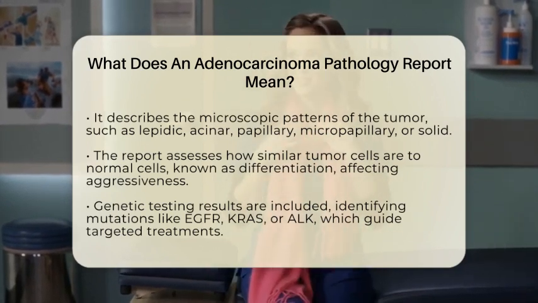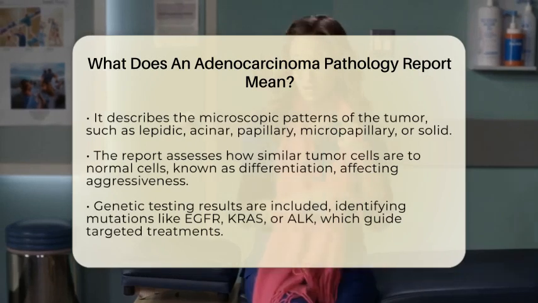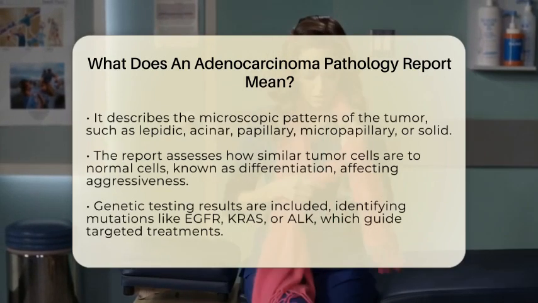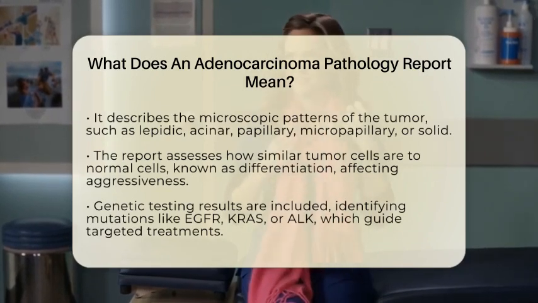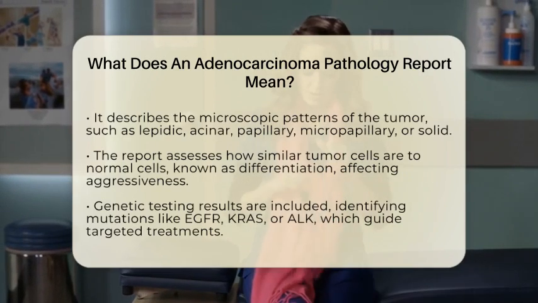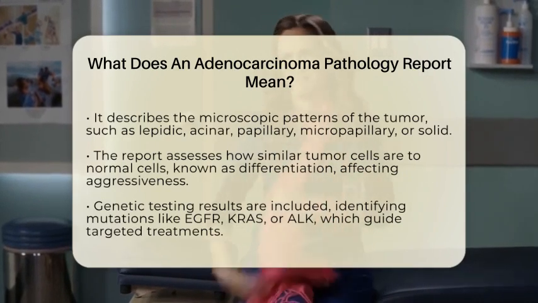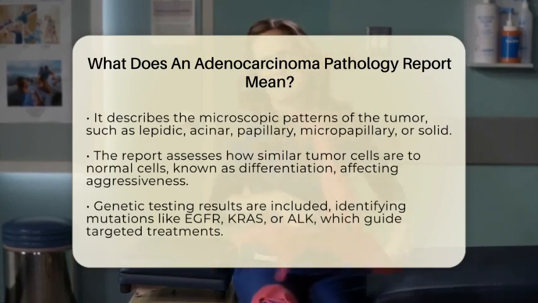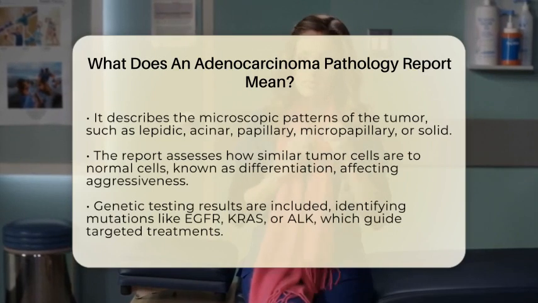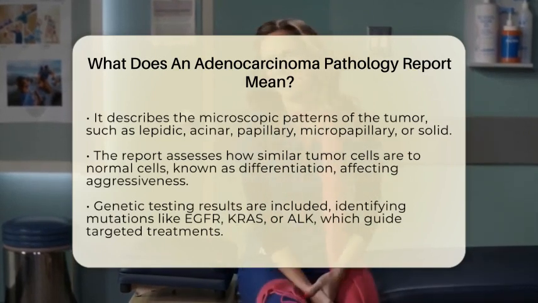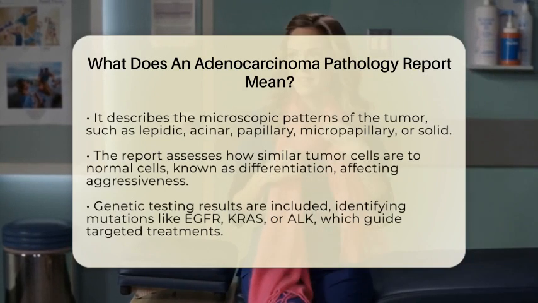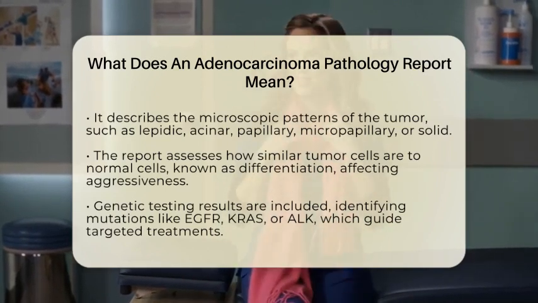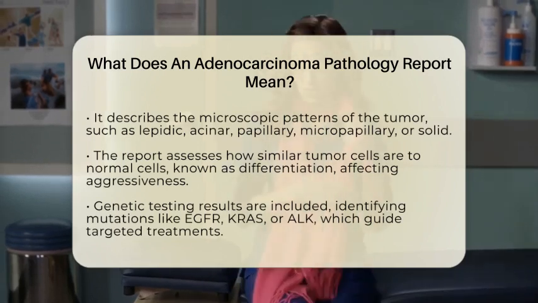Next, the report describes the microscopic patterns of the tumor. These patterns include lipidic, acinar, papillary, micropapillary, or solid. Each pattern can give clues about how aggressive the cancer might be. For example, lipidic growth tends to be less aggressive, while micropapillary or solid patterns are associated with a higher risk of spreading or recurrence. The report also notes how well the tumor cells resemble normal cells, called differentiation. Well-differentiated tumors look more like normal tissue and tend to grow slower, while poorly differentiated tumors are more aggressive and tend to have a worse outlook.